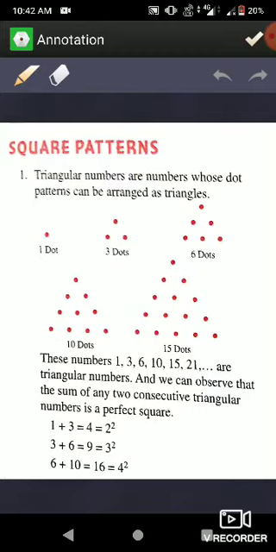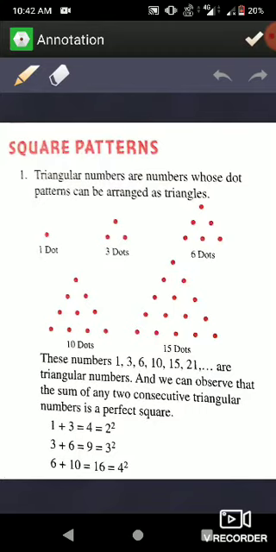So in that process, the first one is given to you, and you are able to see it on the screen now. Triangular numbers are numbers whose dot patterns can be arranged as triangles. Suppose that 1 dot, 3 dots, 6 dots, 10 dots, 15 dots. These are taken here because they are arranged in a triangular form. So let us come to the theme, why these dots are written here.